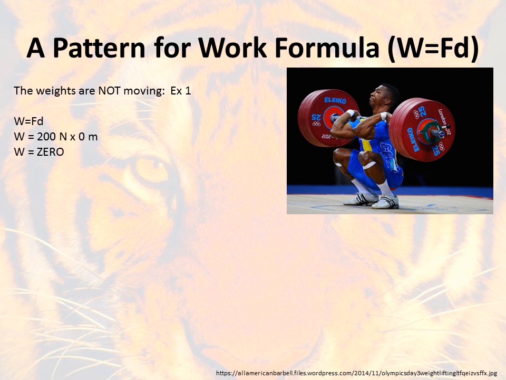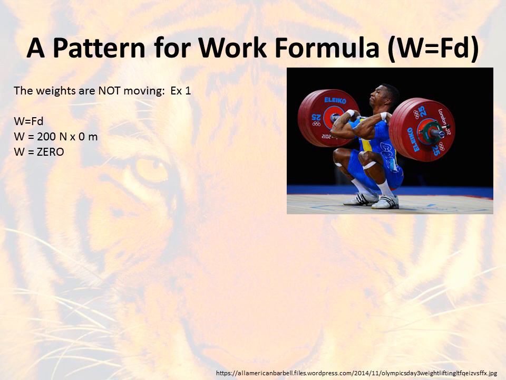Now, he could still be pushing really hard on the weights. He could still be pushing really hard with his legs. And let's just say he's using 200 newtons of force to try to lift these weights. However, if the weights are not moving at all, if they're not going anywhere, then the distance is 0. Now think about this. 200 times 0 is 0. So the amount of work he's doing to the weights is also 0. He is doing no work at all.